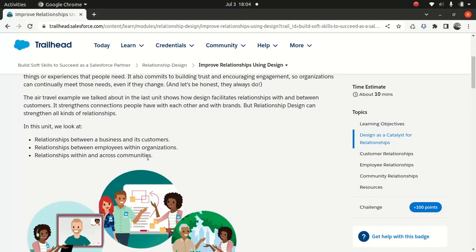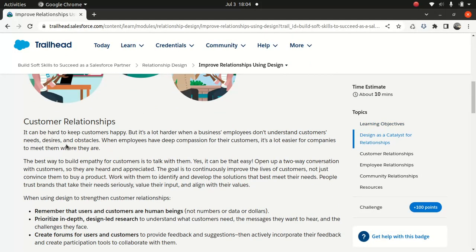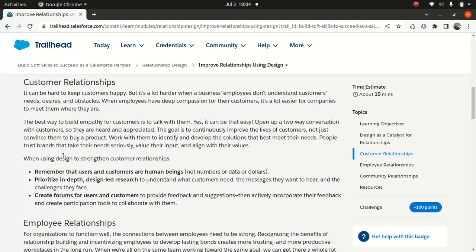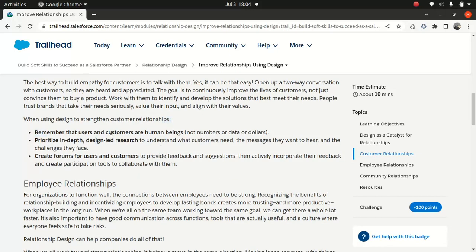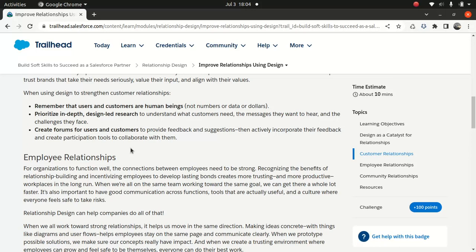So now here in the trailer they talk about customer relationship, and they say when you're building a design, remember that users and customers are human beings, not machines. In-depth research and create forums. This is one thing I just wanted to mention. When you build software, make sure you have a user group. The user group, or a focus group, is an opportunity where the customer can give feedback.